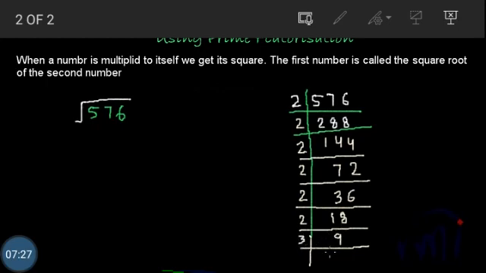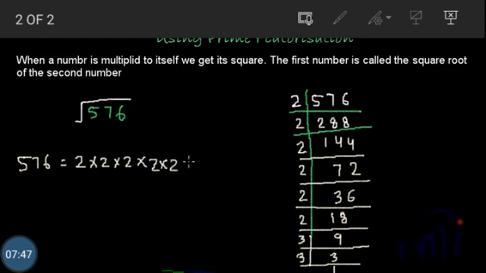So 3 3s are 9, and 3 1s are 3. So we have got factors of 576. 576 can be written as 2 multiplied by 2 multiplied by 2 multiplied by 2 multiplied by 2 multiplied by 2. We have noted down 1, 2, 3, 4, 5, 6 2's, and after this we have 2 3's. Yes, so the prime factors of 576 are six 2s and two 3s.